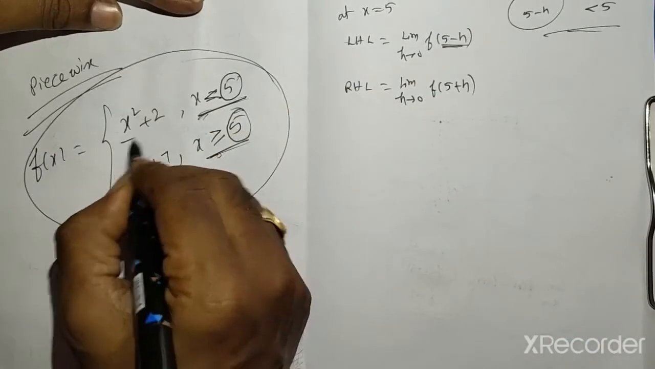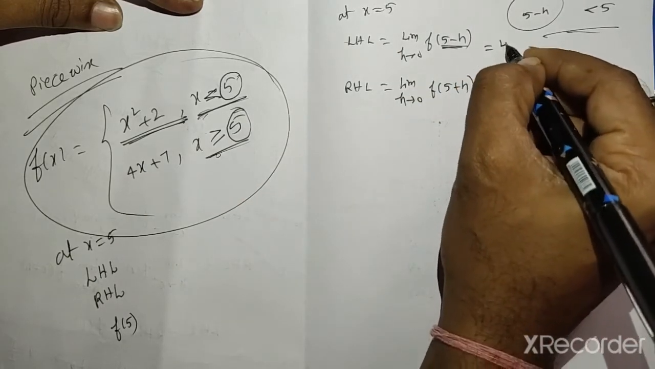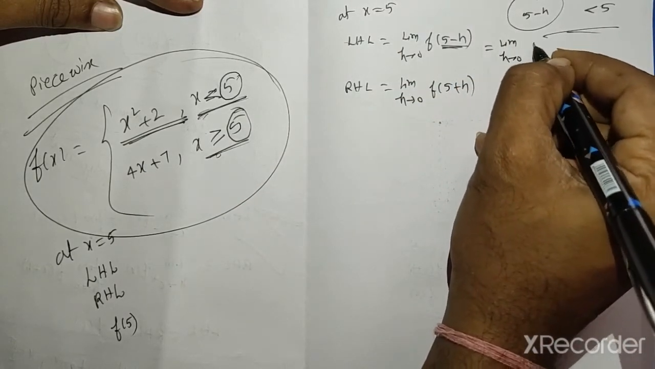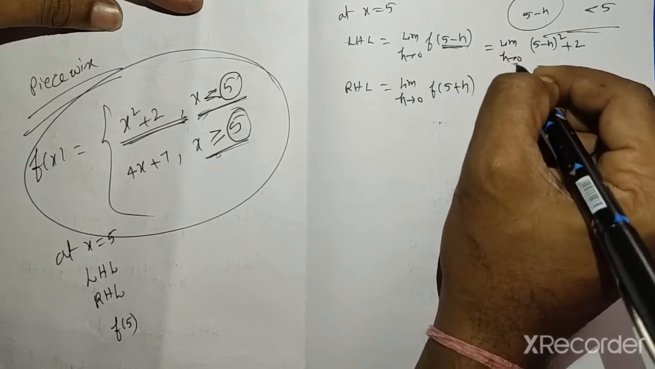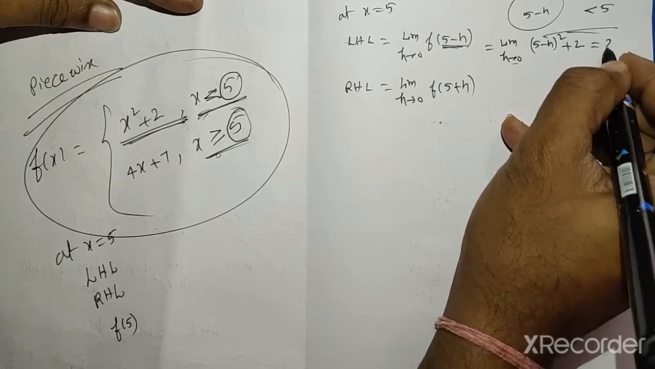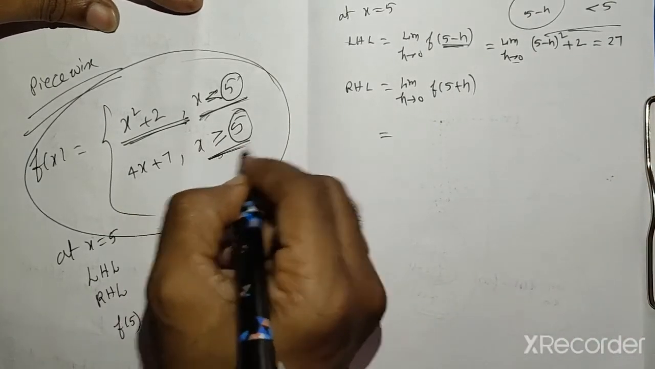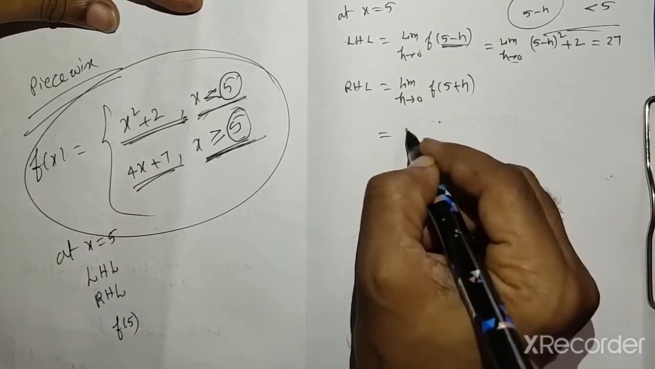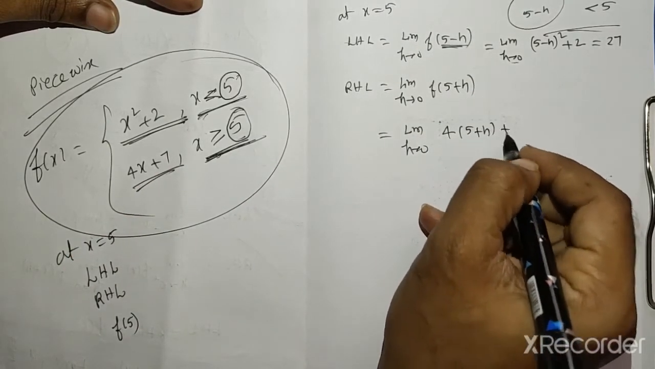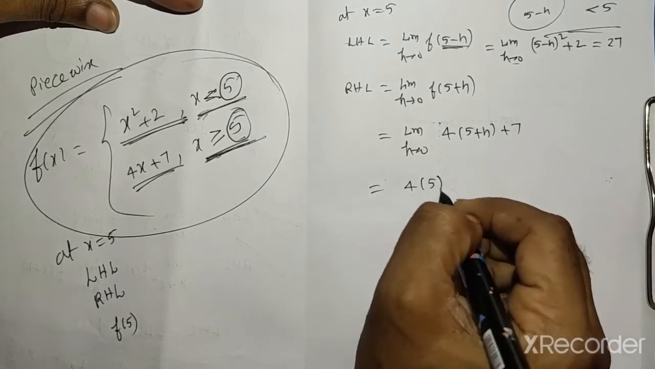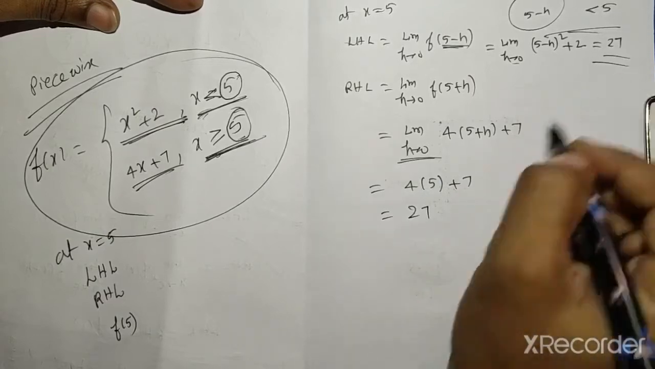So we have to use the first value, x square plus 2. So it is limit h tends to 0, (5 minus h) whole square plus 2. After that you substitute h is equal to 0, and you will get 27. Similarly, right hand limit means 5 plus h, which is more than 5, and more than 5 means 4x plus 7. So I have to use 4 into (5 plus h) plus 7, such that I can substitute h is equal to 0. It is also 27.